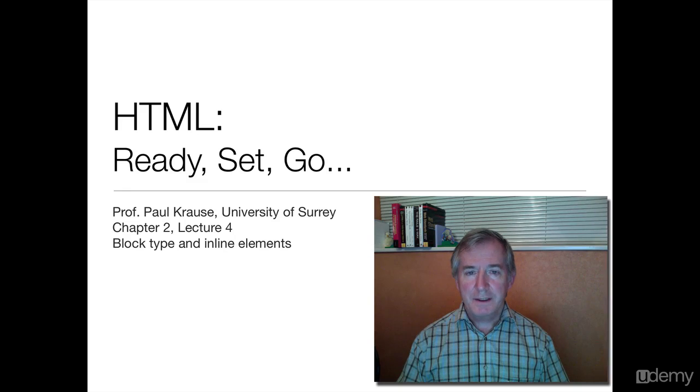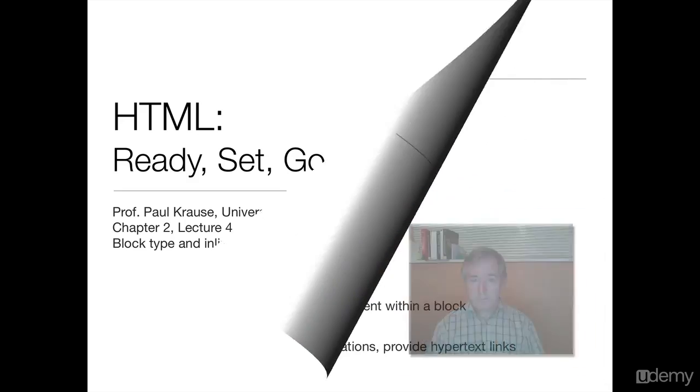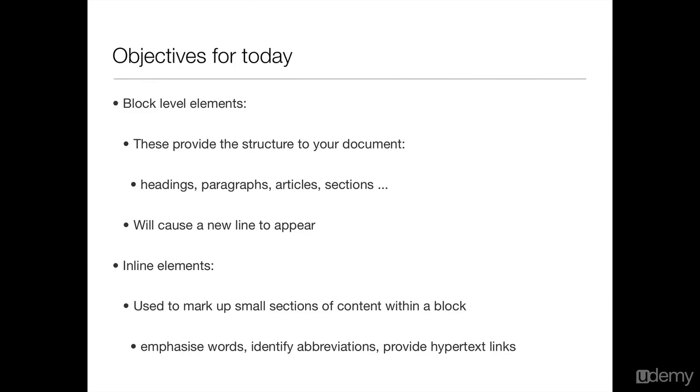We'll finish off the basics of the syntax of HTML by looking at two different types of elements which are used to mark up your document: block type and inline elements. I want to focus on the distinction between those two types of elements, and also introduce some examples of those respective types of elements. Essentially, block type elements are the ones that provide the structure to your document. They're things like headings, paragraphs, articles, sections. Those last two, incidentally, are new ones for HTML5.